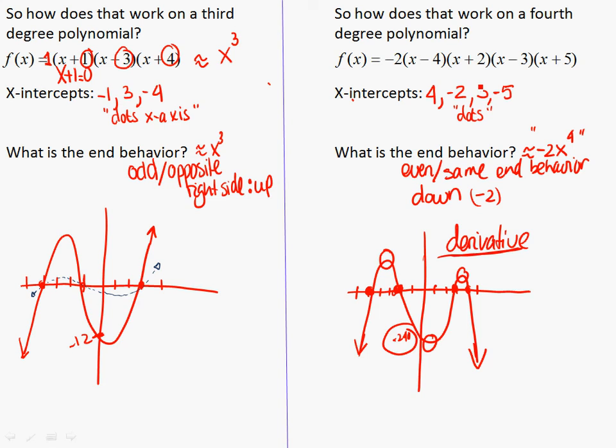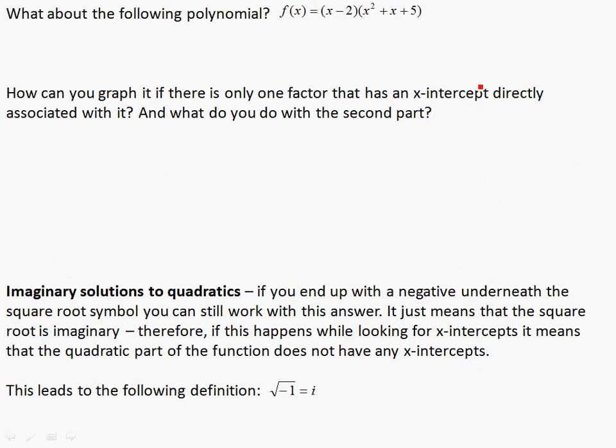Okay? All right. So how about this one? This represents a slightly different change because notice that I do have 2 factors. So this one gives you an x-intercept of 2, but what about here?